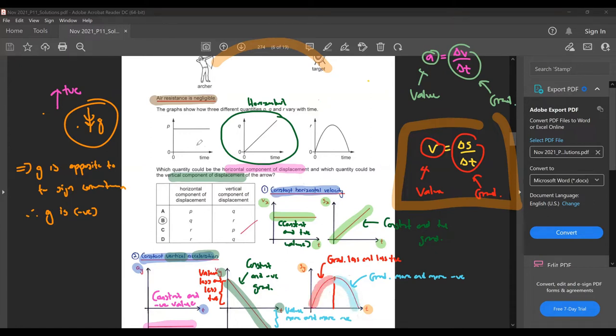So in my case, I change from a to v, v to s. This is my resulting graph. So the one that shows me this is this one. This one is vertical. So the answer is B. Horizontal component of displacement is graph Q. Vertical component of displacement is graph R.